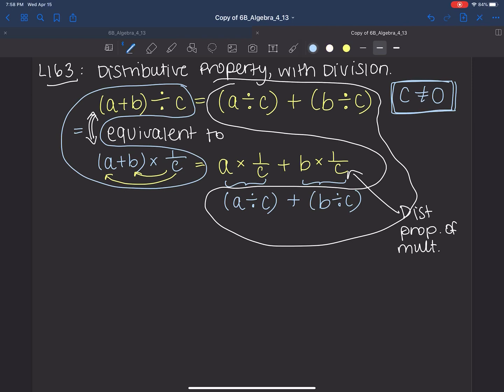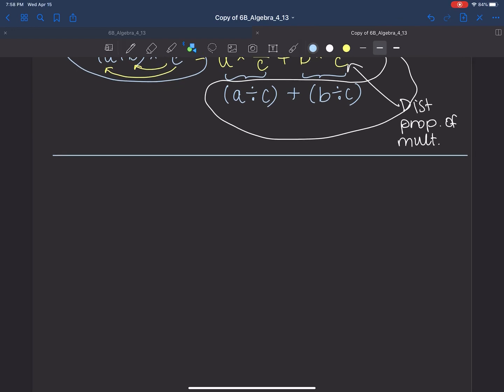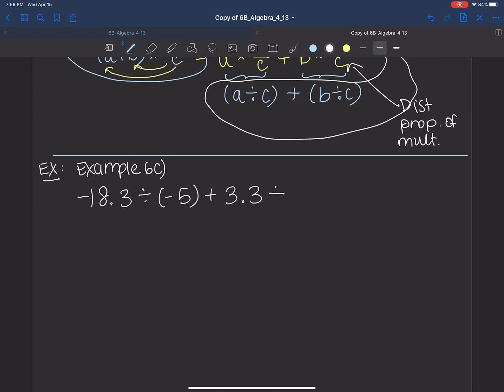So every time we see something new, we always want to look at some examples. Let's do one example where this property makes your life so much easier. So this is example 6 in the lesson, part C. So if I remember correctly, it's minus 18.3 divided by minus 5 plus 3.3 divided by minus 5.